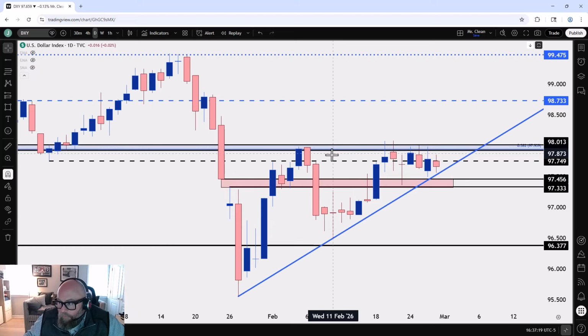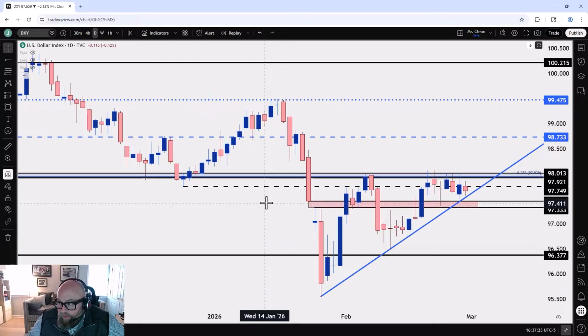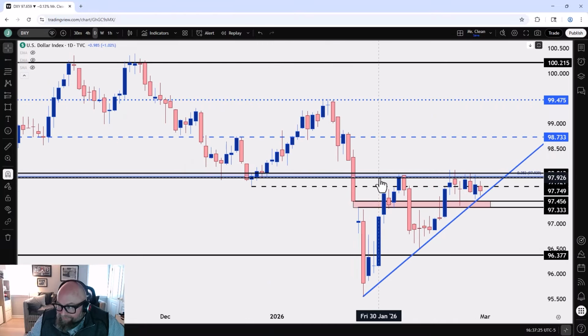For now, you've got to call this what it is. It's consolidation, and it's a consolidation after a massive sell-off. It is a bullish breakout setup, so I think there's still a case to be made to bias this on the long side. But with that said, I think we're going to need to see a couple of pieces fall into place to make that happen.